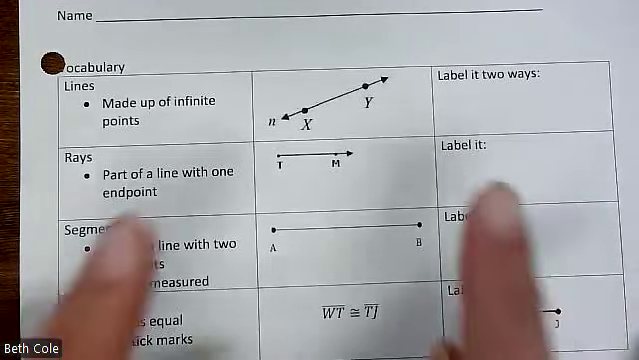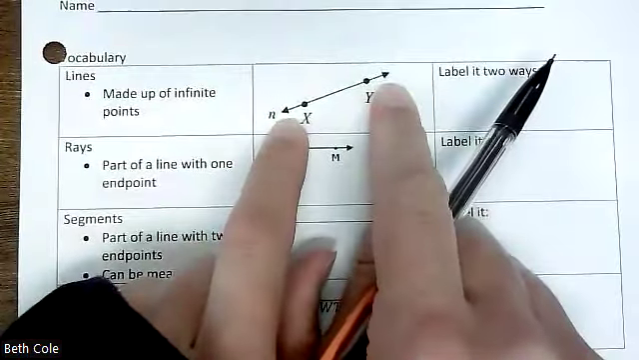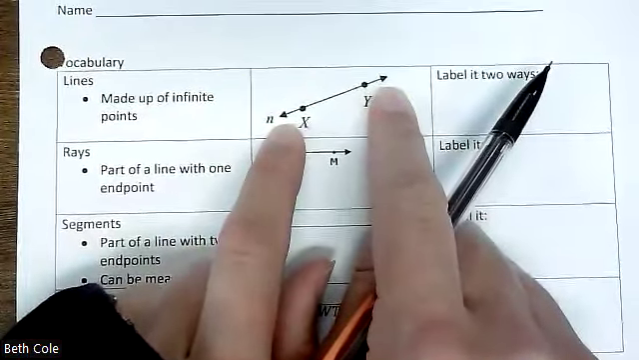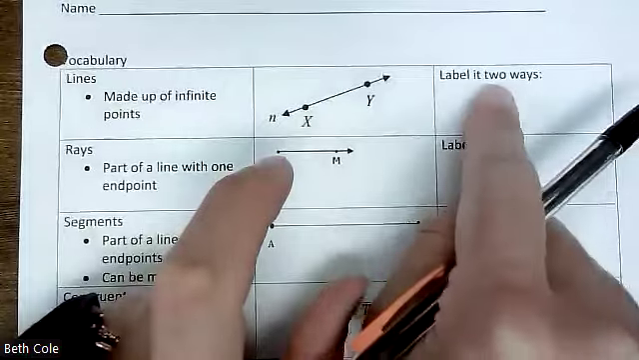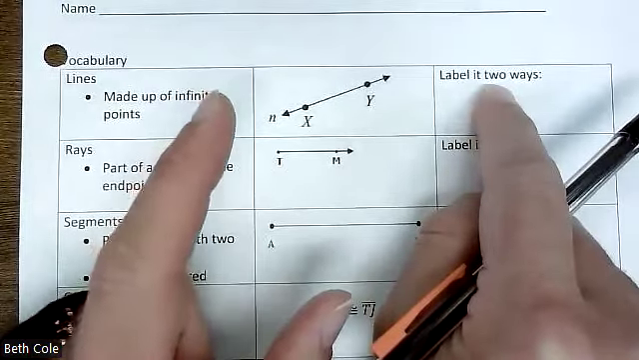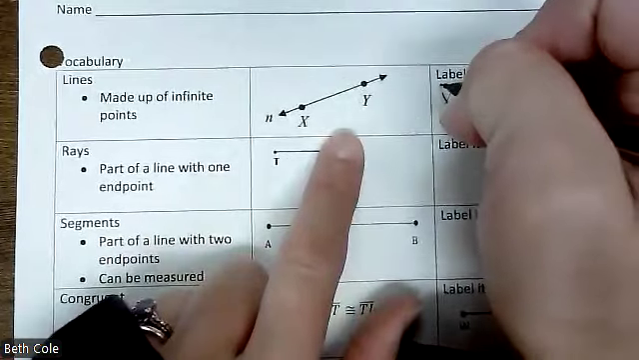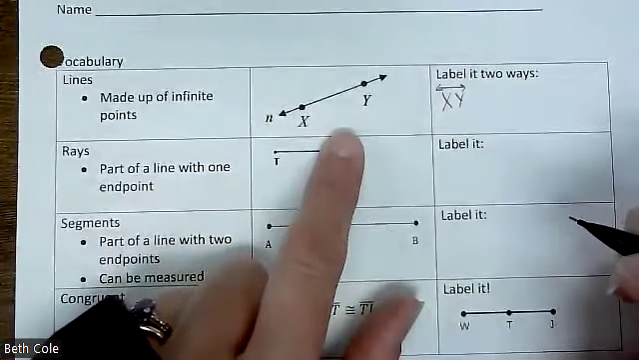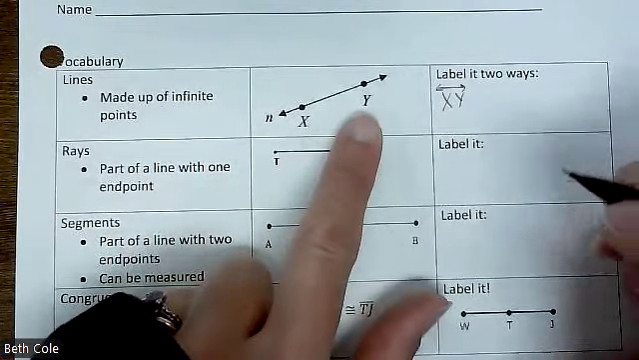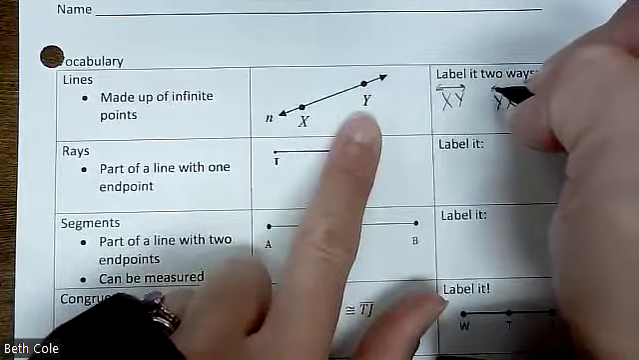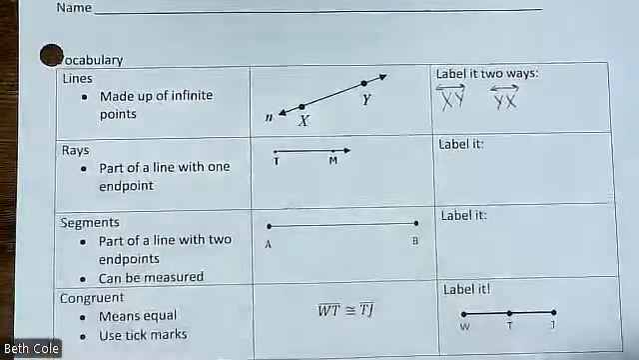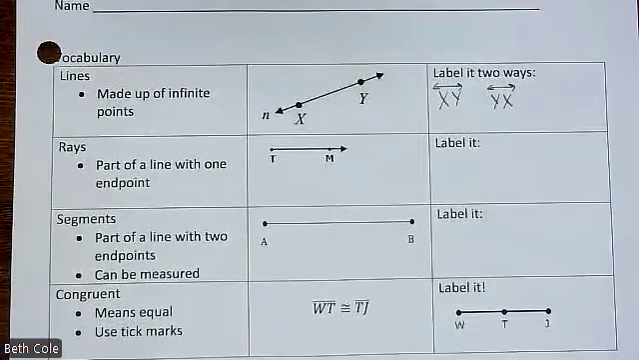All right. So this is a line. Do you see how it has arrows on both sides? Okay. This says label it 2 ways, but there's actually 3 ways you can label it. You can label this XY and just put the little line above it. You can label it YX and put the little arrow above it. And those both mean the same thing. It doesn't matter which direction the letters go because it's a line and it goes forever both ways.